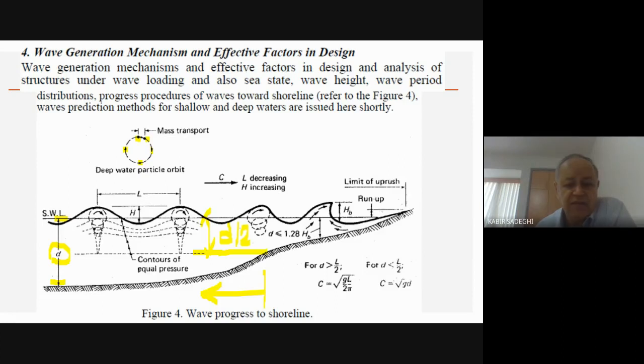The height that we have. And from here toward the shoreline is, sorry, I should write L over 2. I made a mistake here. I wrote very fast. I write L over 2, the wavelength. We compare water depth with L over 2.